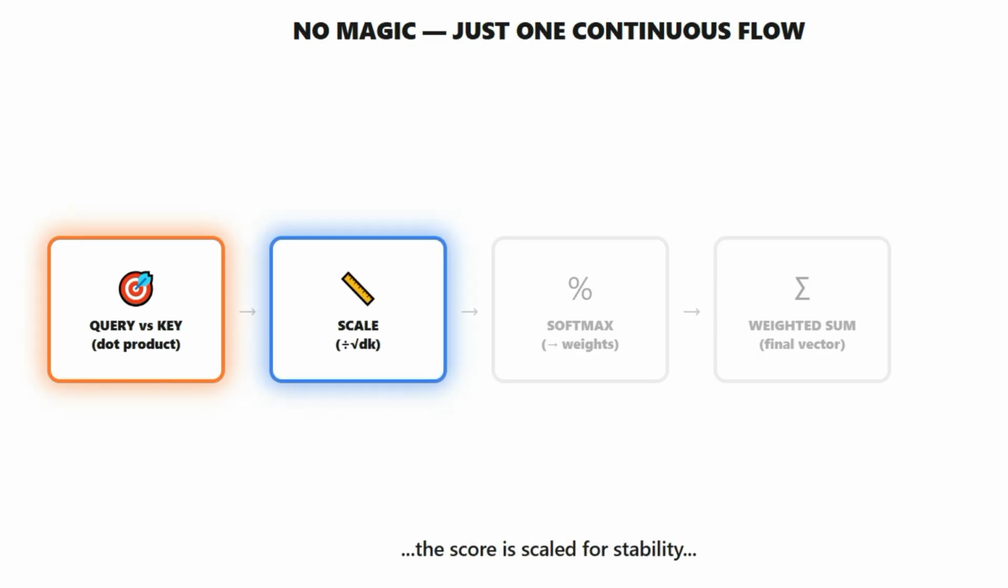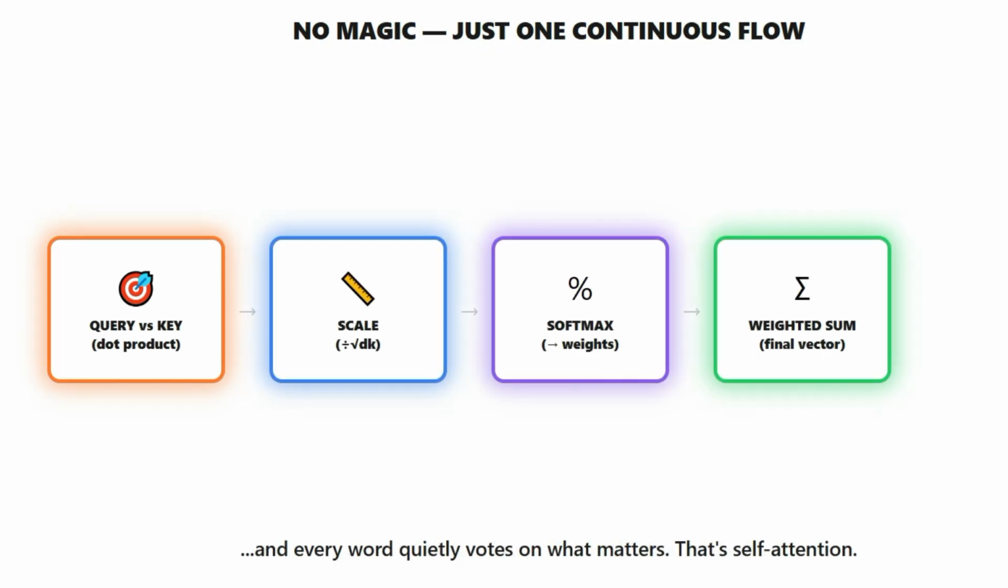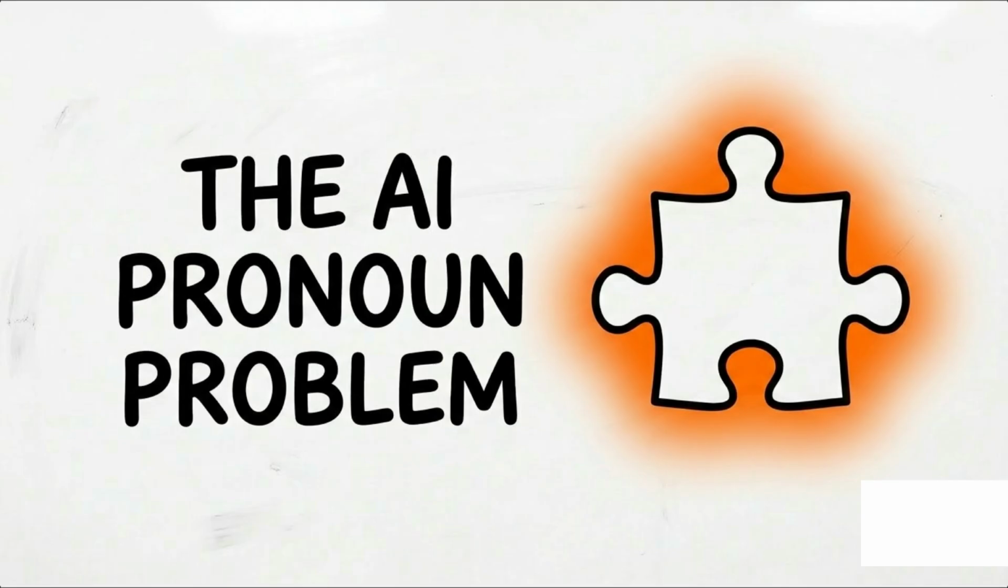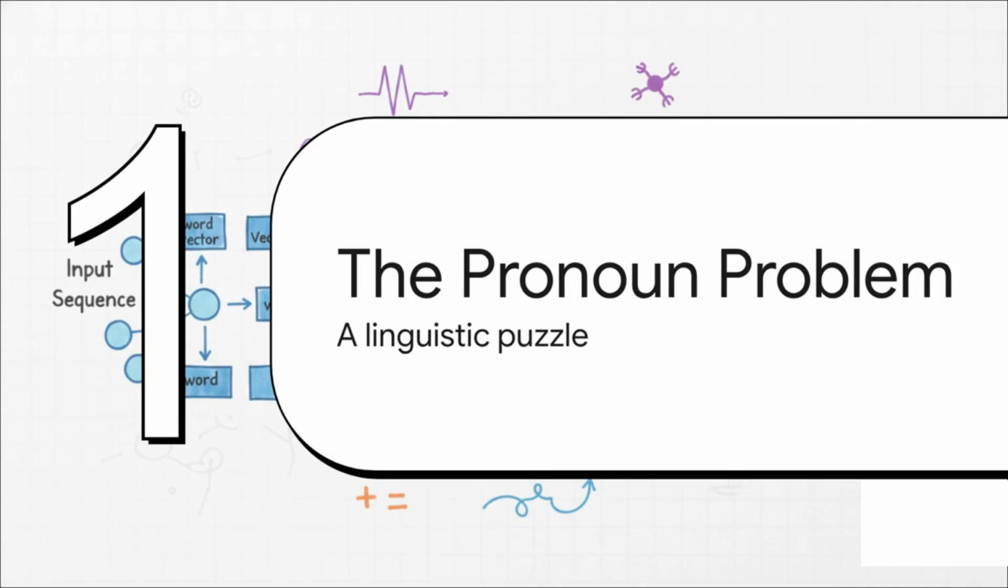So here's our roadmap for today. 1. The AI pronoun problem. 2. Queries, keys, and values. 3. The math of scoring keys. 4. Scaling and softmax probabilities. And finally, 5. Multi-head attention perspectives. All right, let's jump right into section 1. The AI pronoun problem, a linguistic puzzle.